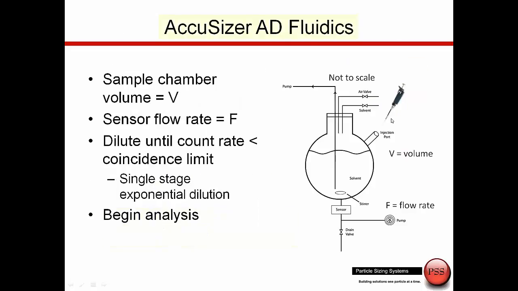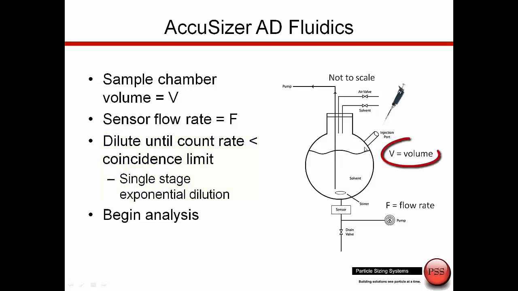Here we see the fluidics of the AccuSizer AD. The sample is pipetted into the sample vessel, which has volume V. The solvent, which is always a filtered solvent and is usually water, is pumped into the chamber to provide the dilution to bring us down to the proper concentration range.